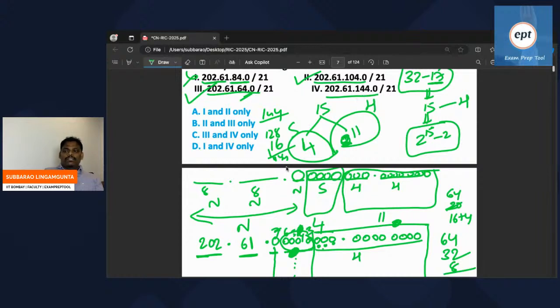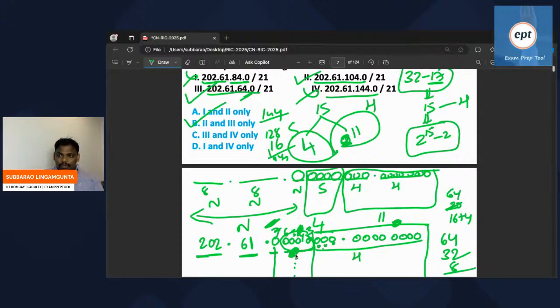2 power 7 is 128. Remember, it is not part of the subnet. 144 is not possible because 2 power 7 is not part of the subnet. So it is not possible. So the fourth is also not possible. So 2 and 3 are possible. So B is the answer.